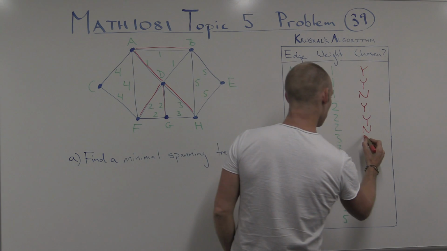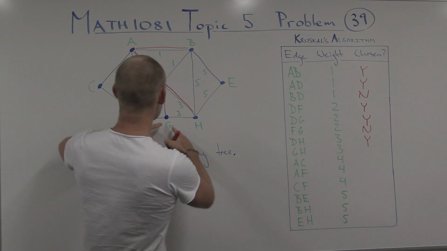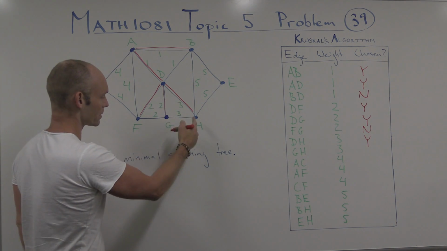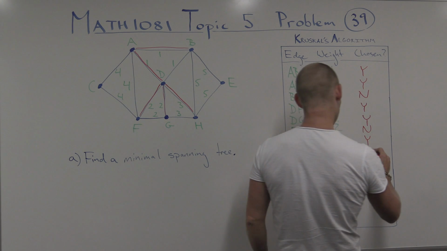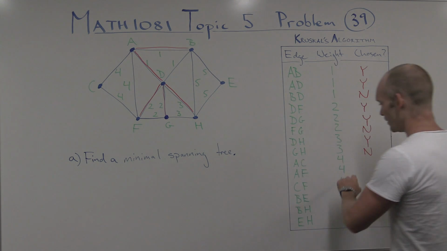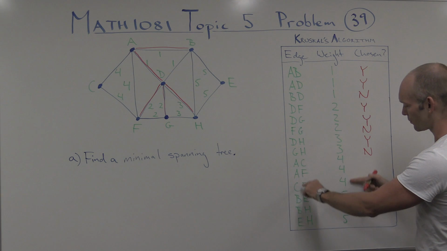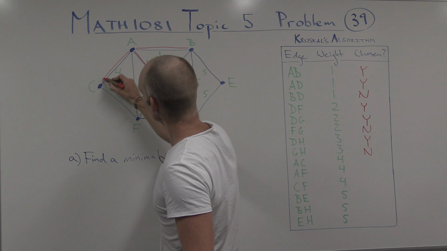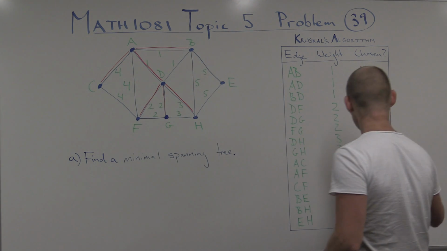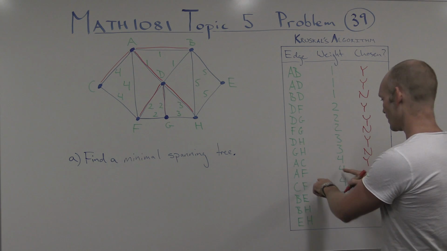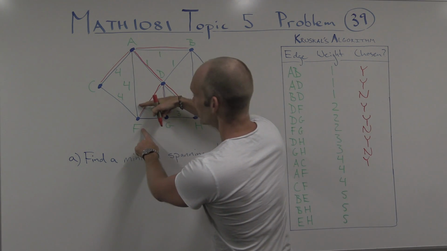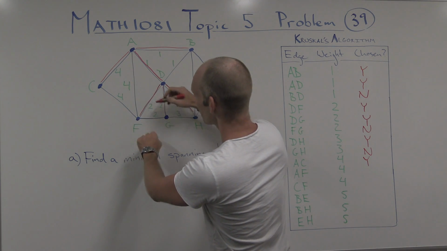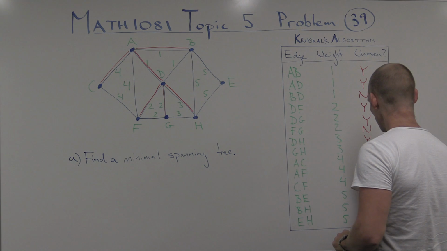G to H. Where was G to H? No, we can't choose that one either, because that would create a red triangle here, or 3 cycle there. So unfortunately not this one. Now we're into the edges of weight 4. A to C. We can choose that one. What's the next one? A to F. That was this one here. Actually, we can't choose that one, because if we chose that one, then we'd get the 3 cycle here. So we have to say no to this one.